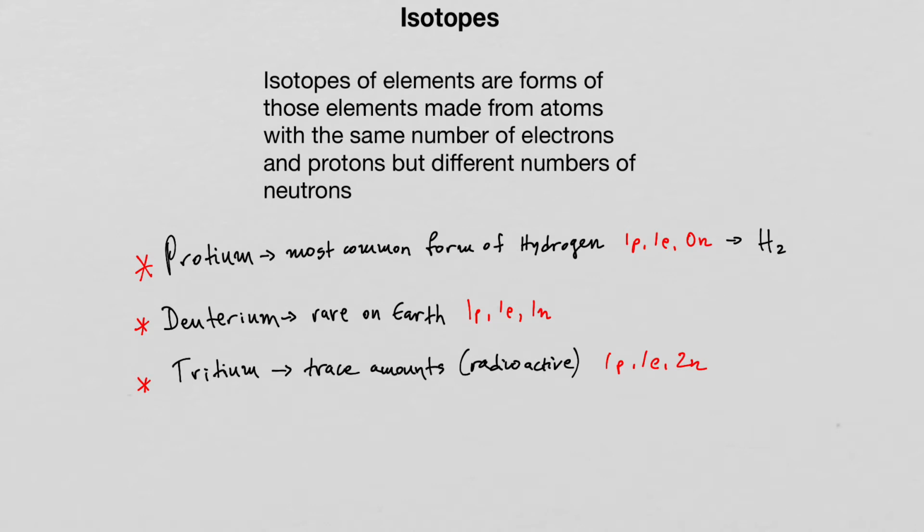So you see how just the difference of 1 neutron in each of those plays a huge difference in the availability on Earth and also some of the properties, such as radioactive versus non-radioactive.